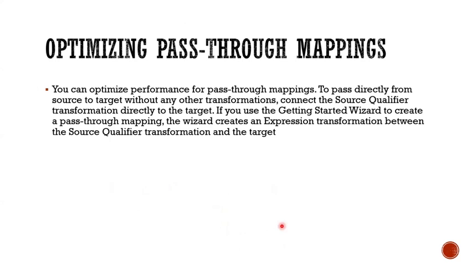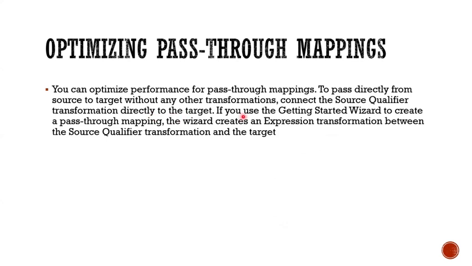Like pass through mapping, you can optimize the performance of a pass through mapping to pass directly from source to target without any transformation. We are not using any transformation. I hope you understand, right? There is an optimizing method. Pass through means we can push it in a SQL form, so connect the source qualifier transformation directly to the target.